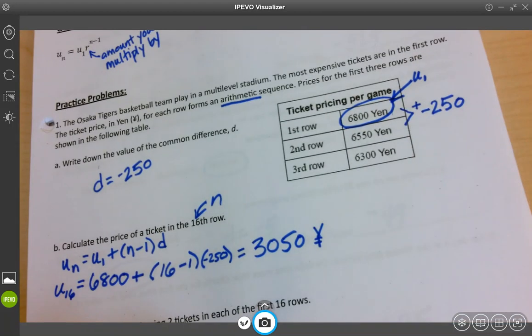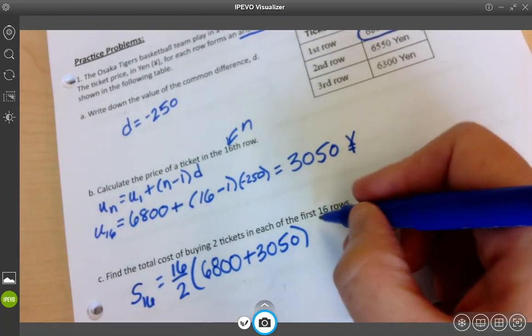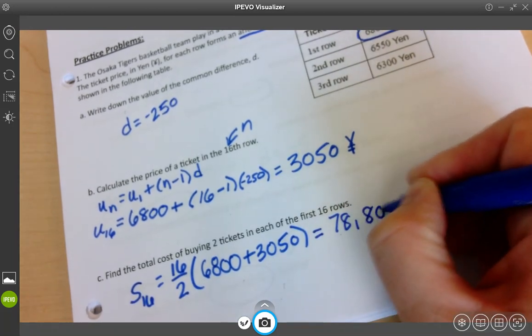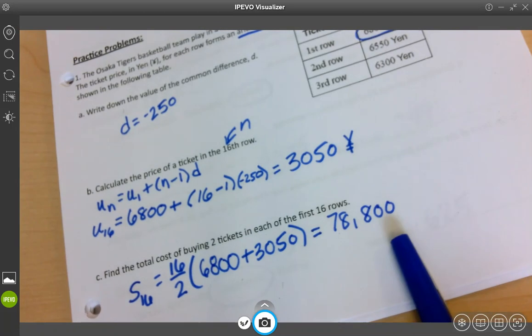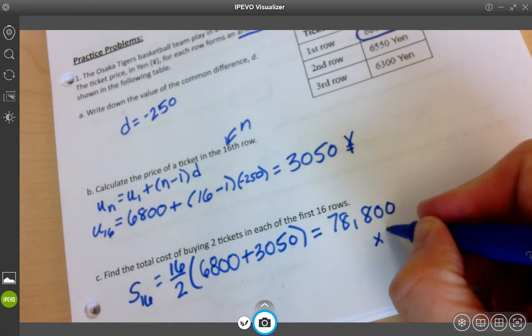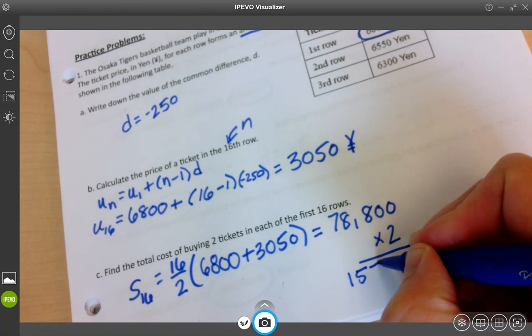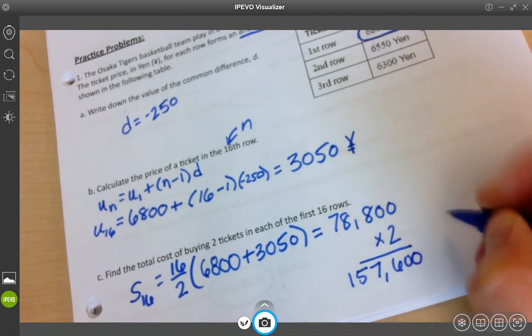Okay, so take a moment and you can do whichever formula suits your needs, and we should get the same answer. So you're going to find the sum of all of them, and then you have to double that answer since you're going to be finding 2 tickets from each. All right, so my answer key did the problem the other formula, but it said that they got 78,800 for this sum. Did anybody else get that for that sum? You did? Okay. And then we have to multiply that by 2, right? For 2 tickets. And so then they got 157,600 yen.